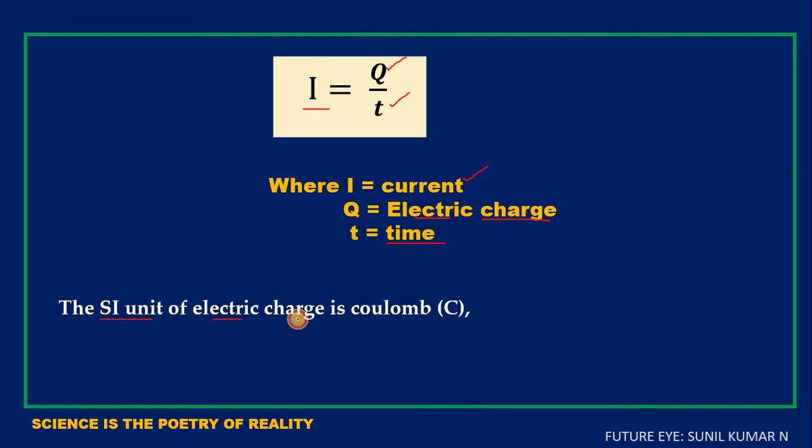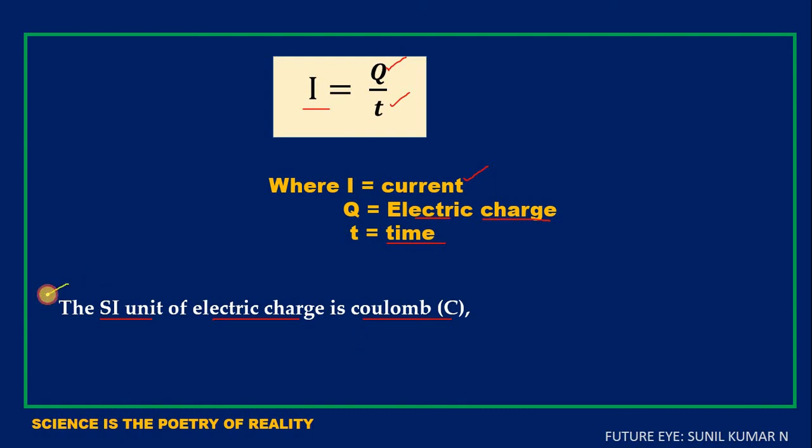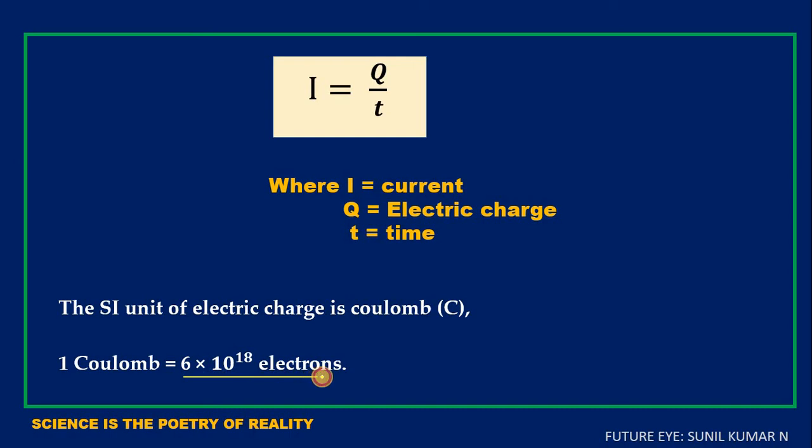The SI unit of electric charge is coulomb. Children, understand this, very important for 1 mark. It is the SI unit of electric charge. SI means International System of Units. There is a unit for electric charge. Just as we have kilometer for distance and seconds for time, in a similar way for charge also we have a unit that we call coulomb, and it is denoted by C. Next, 1 coulomb is equal to 6 into 10 to the power of 18 electrons.